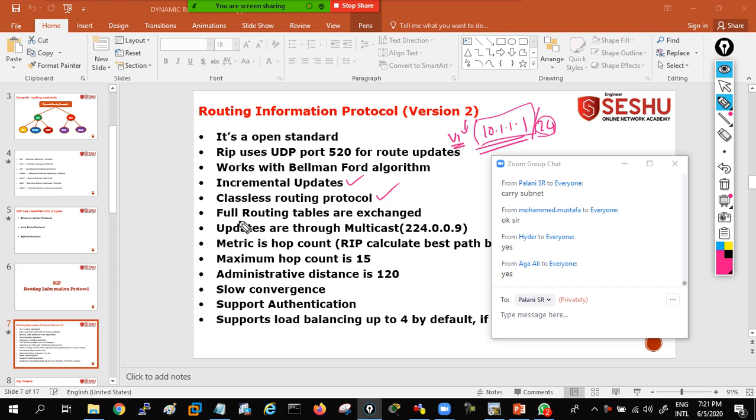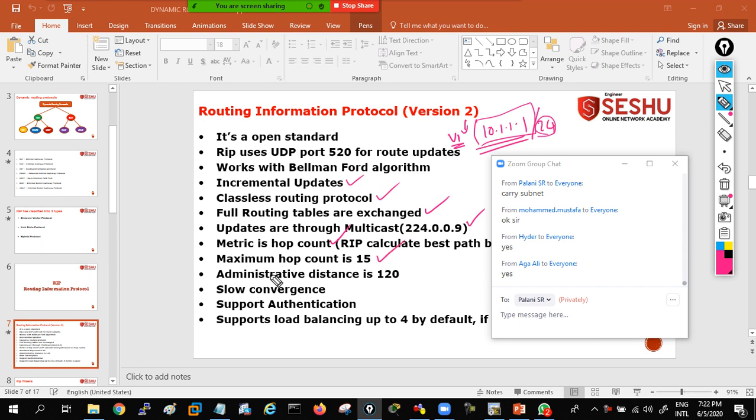Right. Next one is that full routing tables are exchanged. It's going to exchange the complete routing table with another router which is configured with RIP. So far we have seen that whatever information is there in router 2, it will send to router 1. Whatever information is there in router 3, it will send to router 2, as well as router 2 sends to router 3. Right, guys? Next, updates are through a multicast address. All the updates are sent to the multicast address, which is 224.0.0.9. Then metric is hop count. Right, guys? Then maximum hop count is 15.